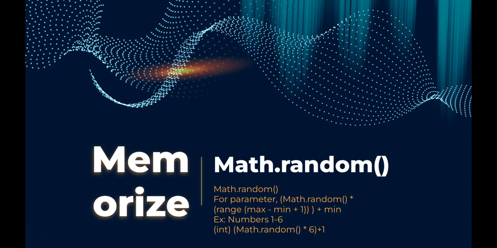Math.random is basically going to choose a random double between 0 and 1. If you don't want to just do 0 to 1, let's say I want 1 through 6, then we have a formula for this. It's basically Math.random times the range, where the range is max minus min plus 1, and then outside, plus the minimum number that you want to start at. In this case, the minimum would be 1, so plus 1.